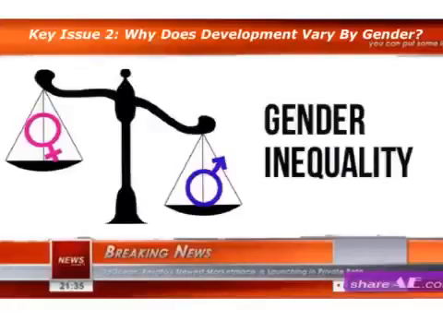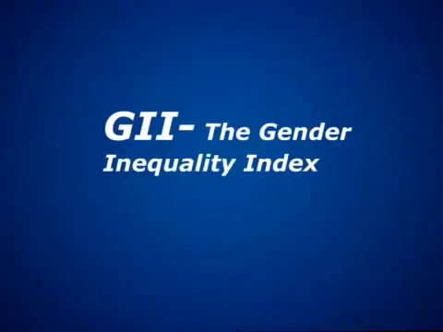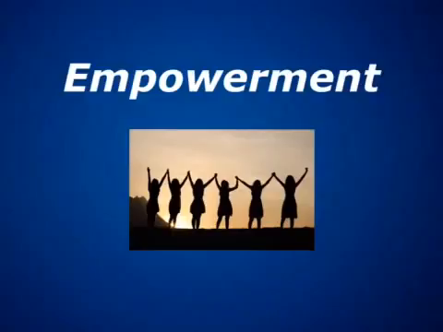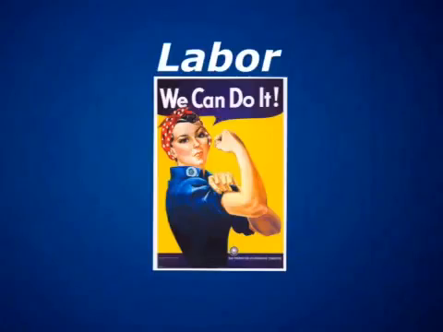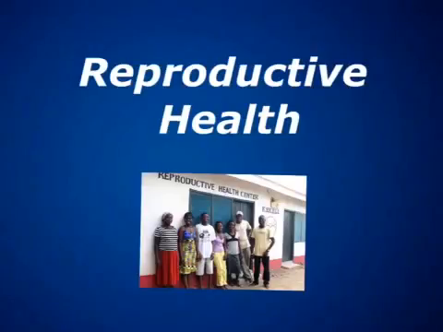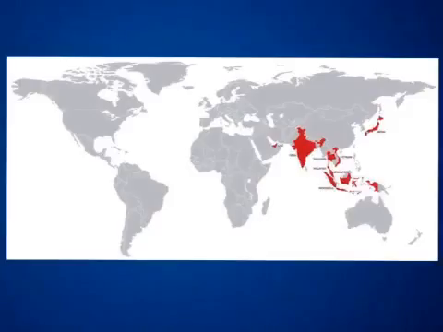Breaking news. Gender inequality declared to severely affect the development of a country. The GII, or the Gender Inequality Index, is a system created by the UN to measure the extent of each country's gender inequality. It does this by taking the inequality measure of empowerment, labor, and reproductive health.